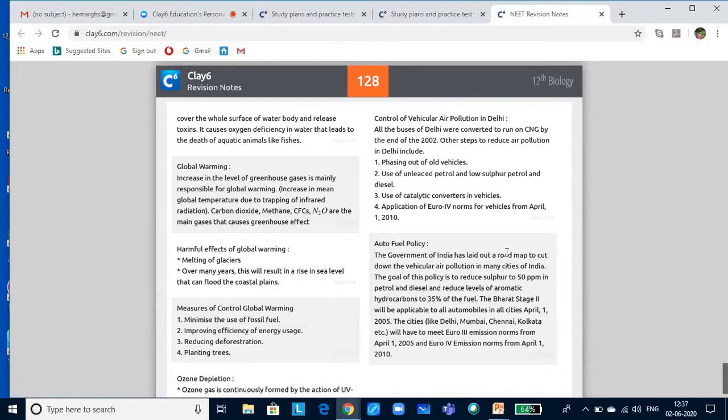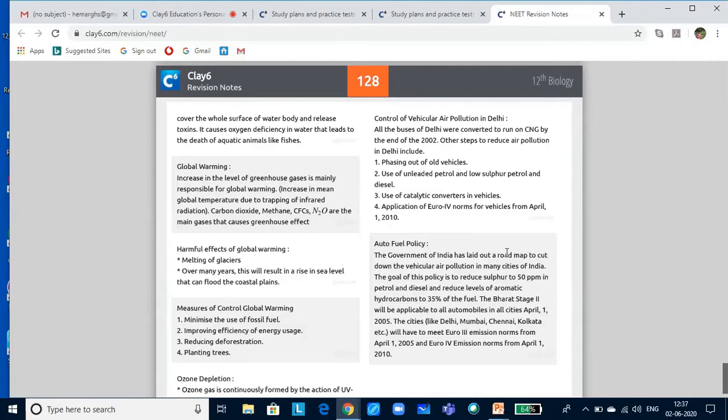Now, if you look at examples, the pollution levels in Delhi were very high. So they adopted the following steps to bring down the pollution: switching over to public transport, from diesel to CNG from 2002. They phased out the old vehicles. They started using catalytic converters in the vehicles and Euro 2 norms were applied.